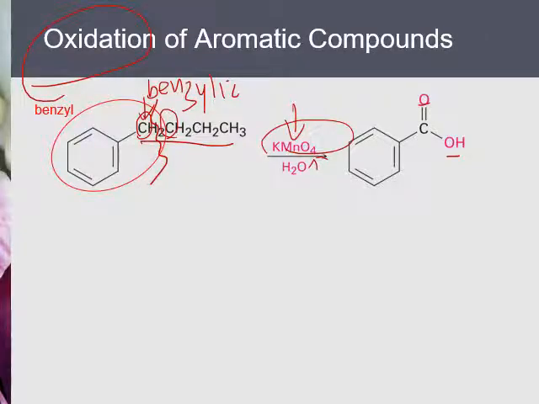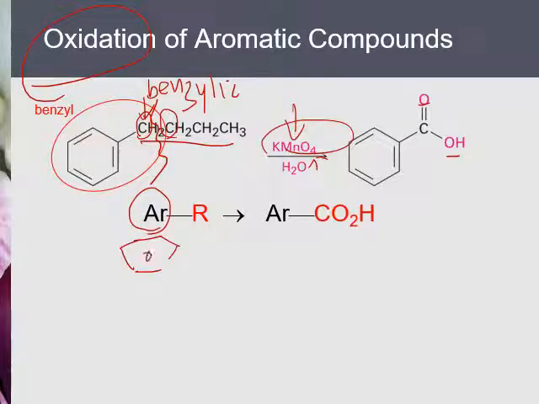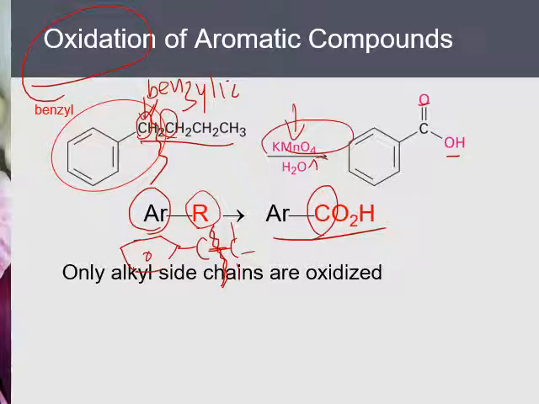So in general, when an aromatic compound, where Ar means benzene ring, has an alkyl group, R is an alkyl group, no matter how complex this alkyl group is, when potassium permanganate is added, the bond between the benzylic carbon and a neighboring carbon breaks, oxygen is added, and the product is benzoic acid. Okay, note that the benzylic carbon still remains. Only alkyl side chains are oxidized.